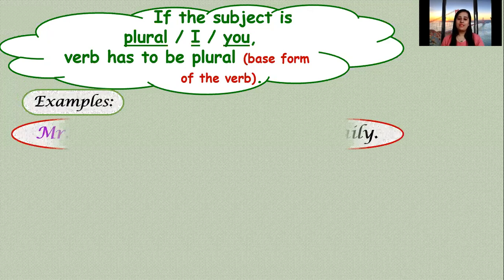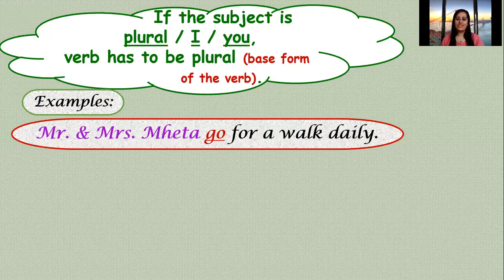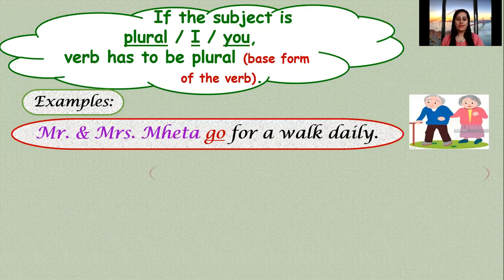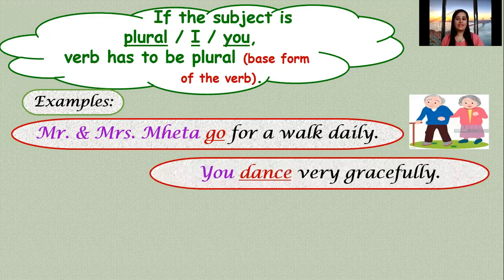Mr. and Mrs. Mehta go for a walk daily. Now here, the subject is plural. That is Mr. and Mrs. Mehta. We are talking about two people. So, the base form of the verb, that is go, not goes. Mr. and Mrs. Mehta go for a walk daily.